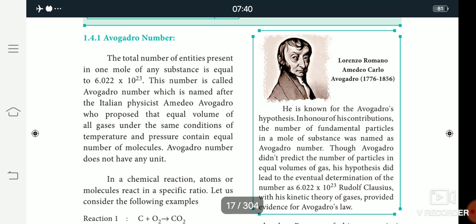The Avogadro number has no unit. It does not have any unit. The Avogadro number is only 6.022 into 10 to the power 23.